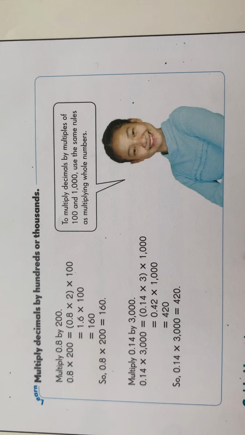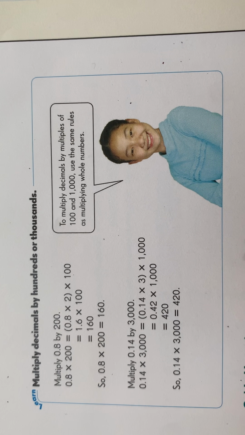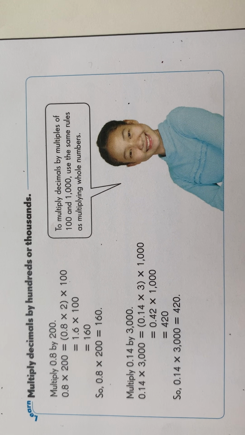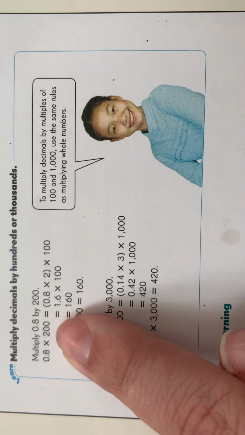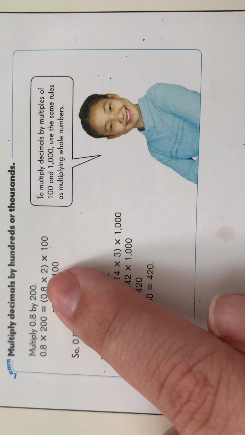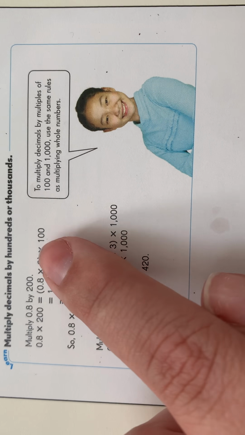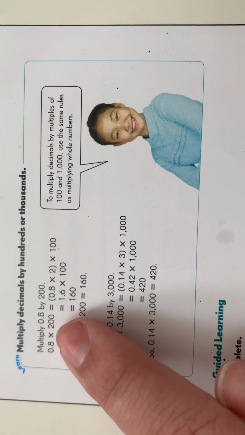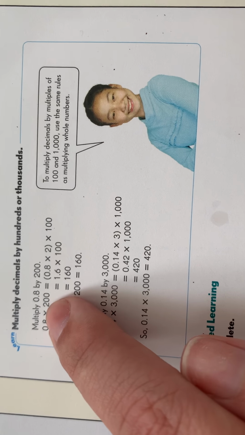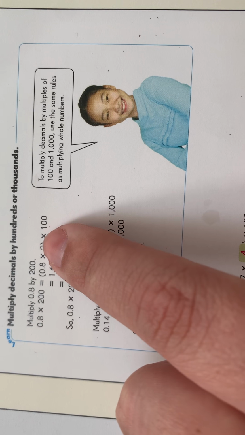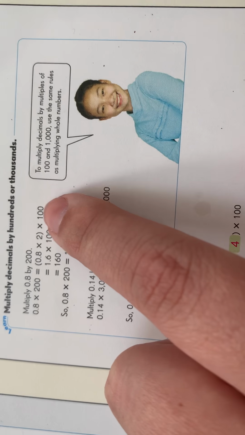Let's go ahead and read up at the top. And I'm going to move my camera so we can read together. Let's look at this section. Multiply 0.8 by 200. Okay, so now they're going to break it down for us a little bit. We have 0.8 times 200 equals 0.8 times 2. Now we got that 2 because there are two hundreds, okay? The 2 is in the hundreds place. Now we're going to put those two together and we're going to multiply them by 100.